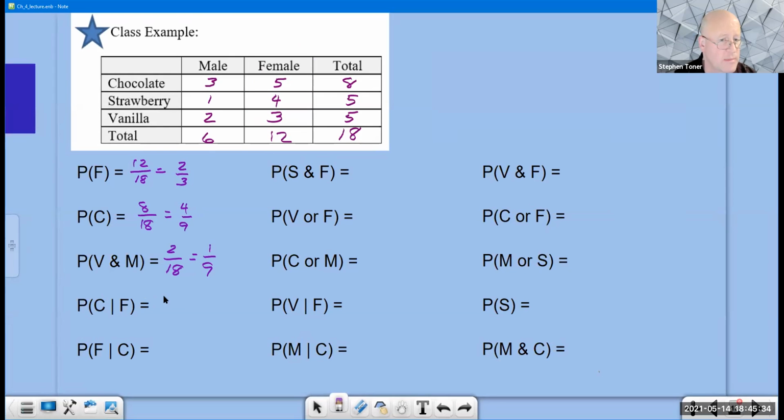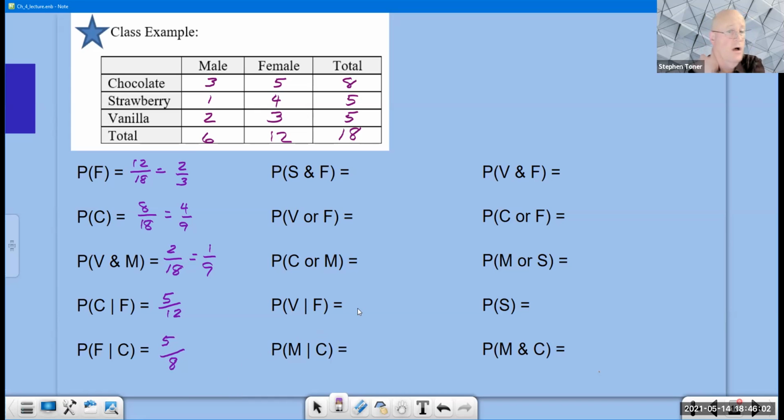So that is going to be 5/12. Now, when I move on to female given chocolate, that tells me that it will be in that top row, which contains 8 people. So it will be out of 8. How many are female? Answer, 5. Let me erase my circle, and that will be 5 out of the 8, which is already reduced.